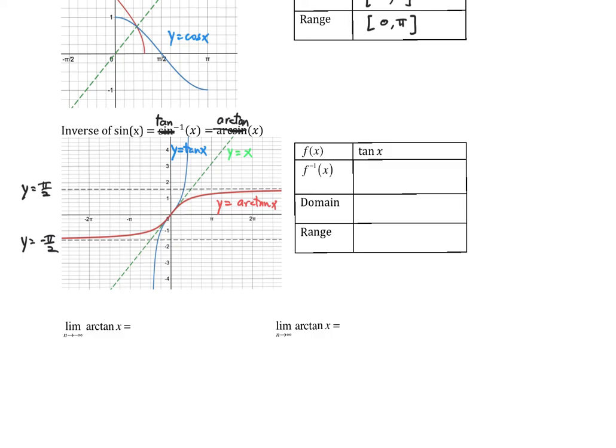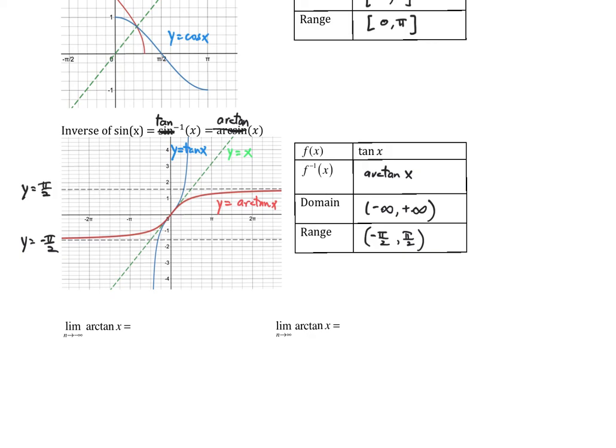Okay, so our inverse is going to be named arctangent of x. The domain is going to be the range of tangent, which is all real numbers. So this is going to be from negative infinity to positive infinity. And the range is going to go from -pi/2 to pi/2. But we don't want to include these two endpoints because we have horizontal asymptotes now.